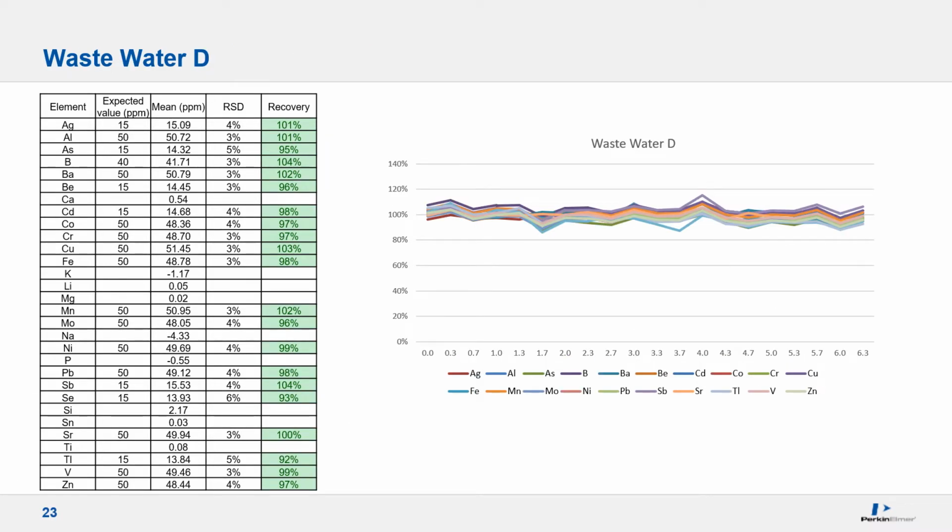The second sample was another wastewater certified reference material. Again, you can see a good average recovery of the 20 samples with low RSD values observed. Showing good consistency of the HTS sample introduction system.